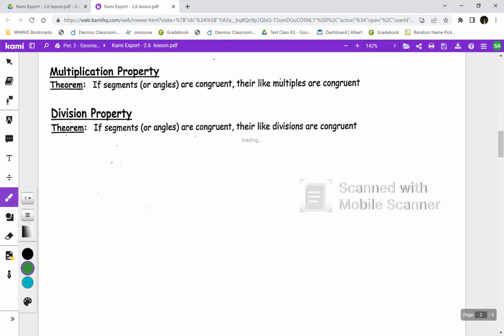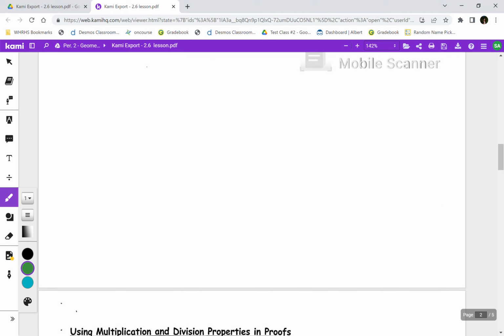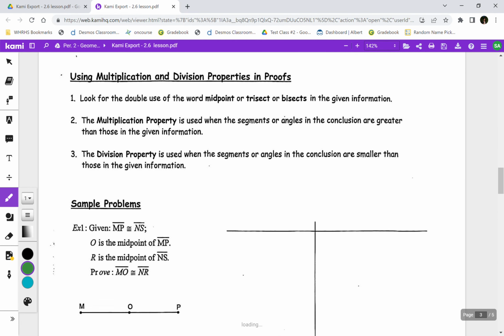So last class we learned addition and subtraction. Today, guess what we're learning? Multiplication and division. So let's just keep scrolling. I'm gonna tell you the foolproof methods of knowing when you'll use multiplication or division. Foolproof, yeah. So we are going to use multiplication or division if you see the double use of the words midpoint, trisect, or bisect. Any dividing word.